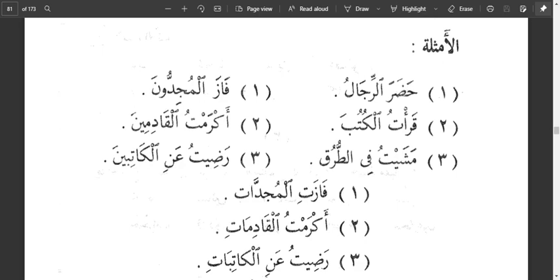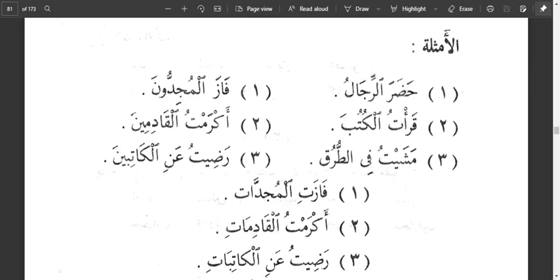Kutub is the plural for kitabun. Kitabun, book. Kutubun, books. So you can see the form has changed totally, from the definition of Jamu Taksir.